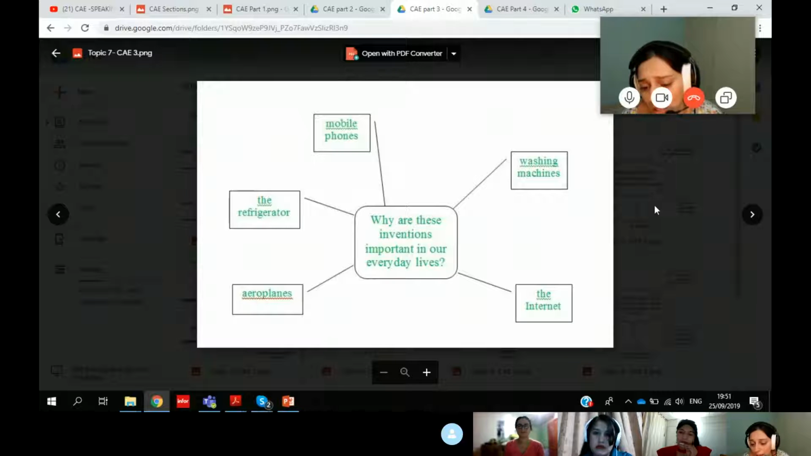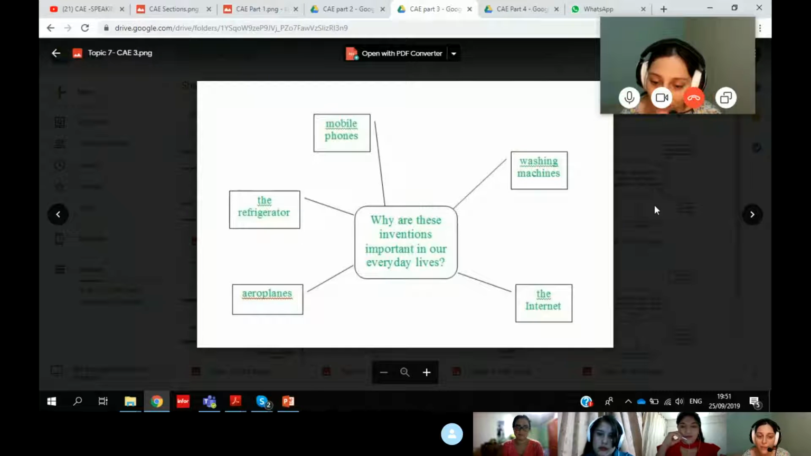So if you live so far from your home, you can get in contact with your family. It facilitates communication when you live so far. The mobile phones as well. I think that you can have a conversation faster if you want to find a person.